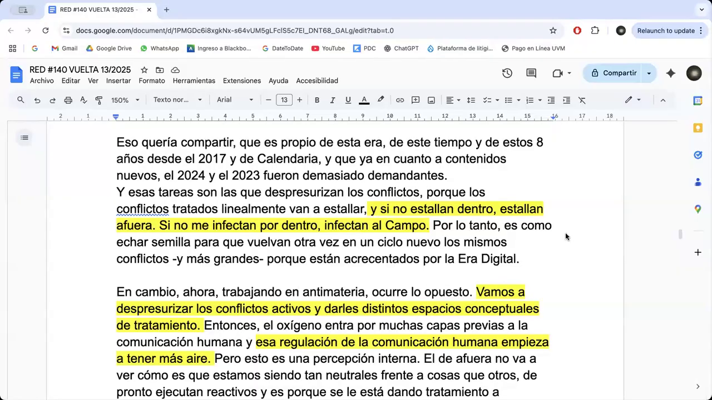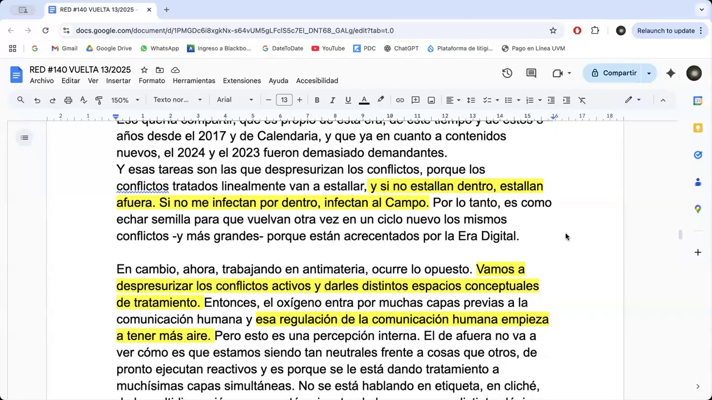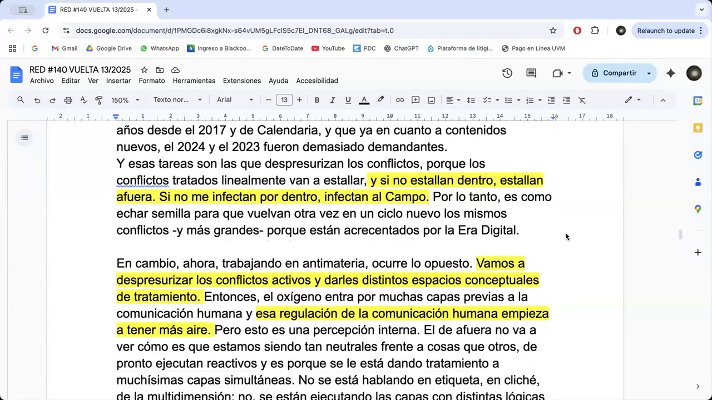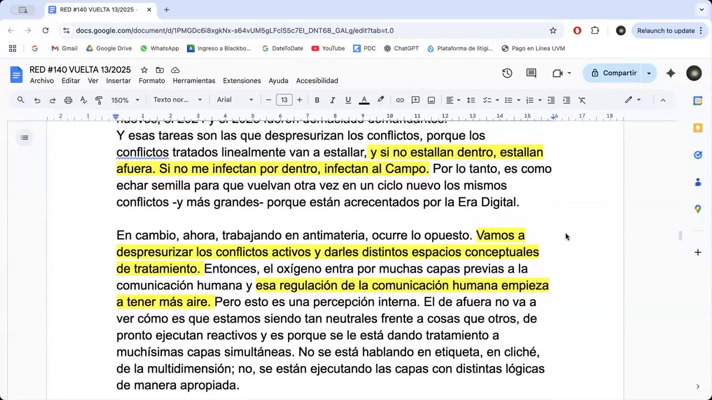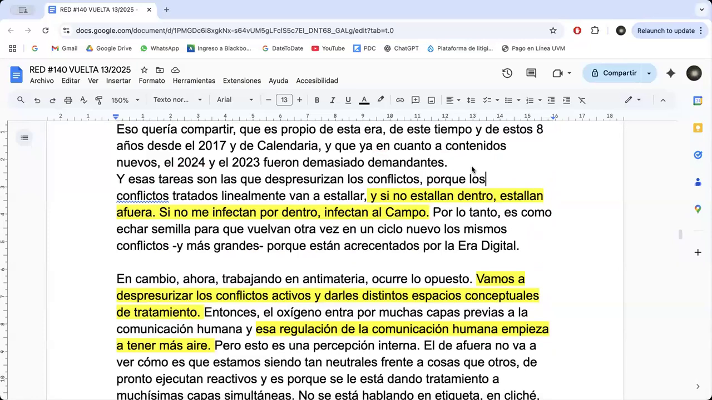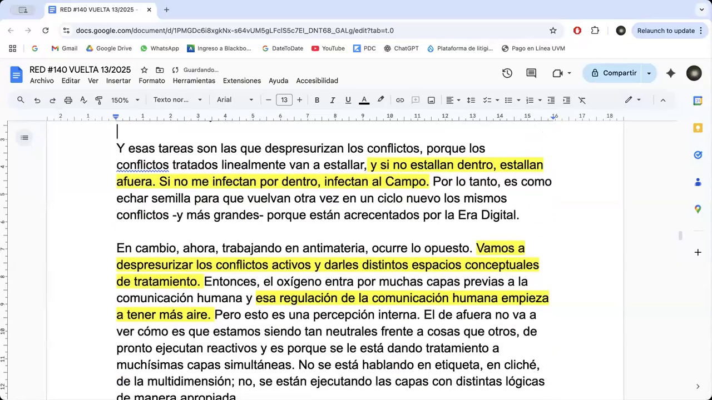So all of this is very characteristic of this era, of this time, and of these 8 years from 2017 and Calendaria, in relation to new content, because 2024 and 2023 were very demanding content-wise. That's why Ali is like, okay, we're not going to be offering new content. We're just going to be working on what has already been provided.